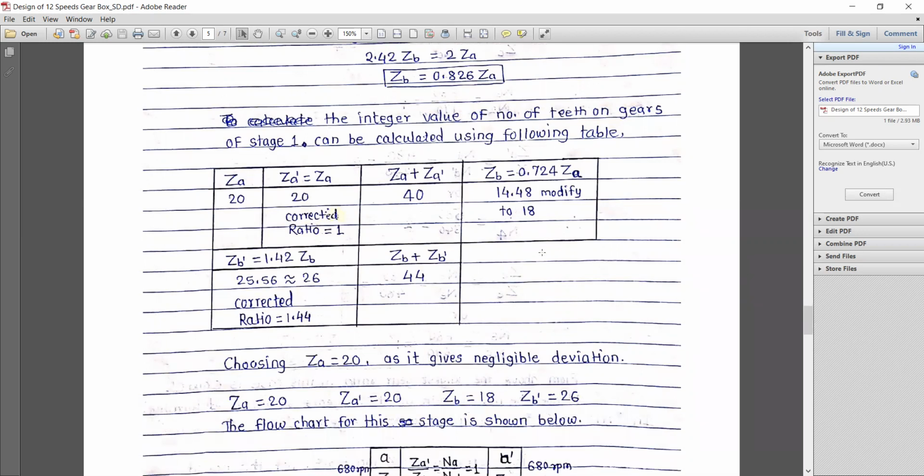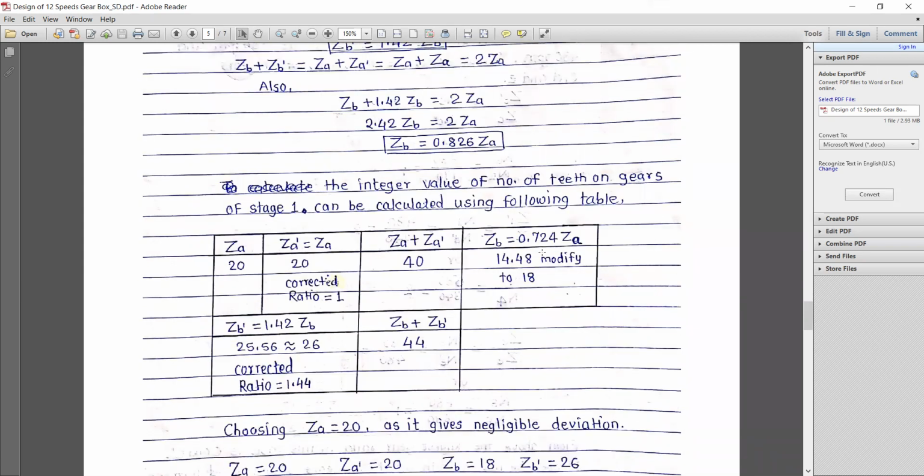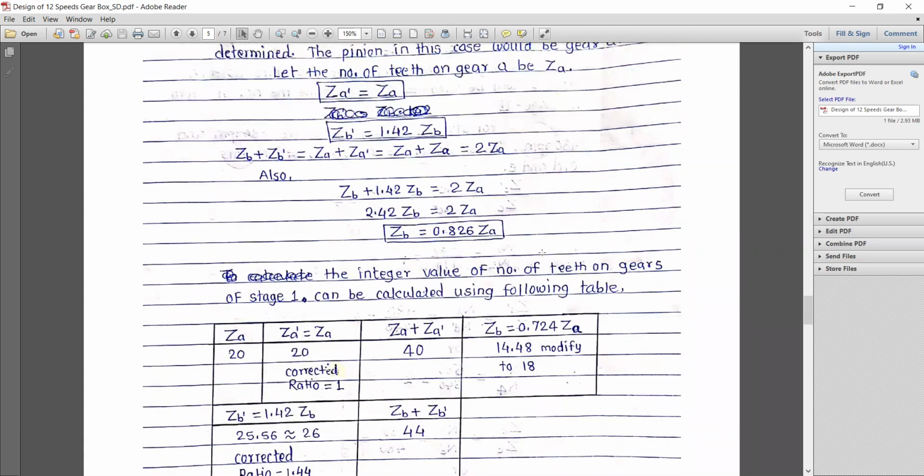Now the integer value of the number of teeth on the gears of stage number 1 can be calculated using the following table. In this table, we can use these empirical relations. So Z1 is considered as 20. You can start with 18 also. As we know ZA is equal to ZA dash, so ZA dash is equal to 20 teeth. There is no correction; the standard ratio 1 to 1 can be achieved directly. So the total number of teeth is 40.